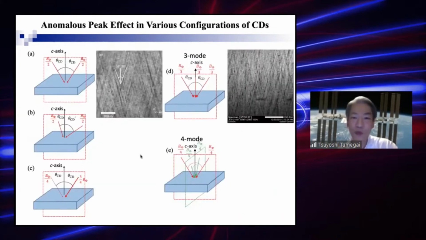Then we explored this anomalous peak effect in various configurations of columnar defects. This is a natural one, the same angle, plus minus. And we can change this angle plus and minus in a different way, or we can change the dose for plus and minus like this. Or we can introduce 3 kinds of columnar defects, this and that, and in the center, or 4 kinds of things like this and red and green.